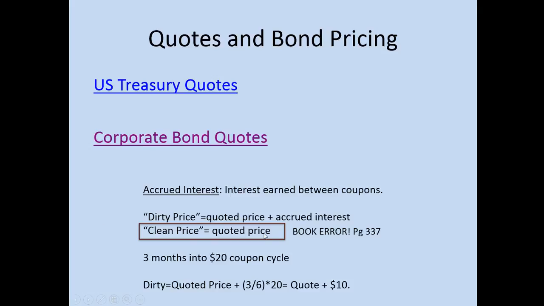Now your book has an error. They say that the clean price is the quoted price minus the accrued interest. That's not true. The clean price is just the quoted price without any accrued interest added onto it. So this is what it should be on page 337. Make that adjustment.